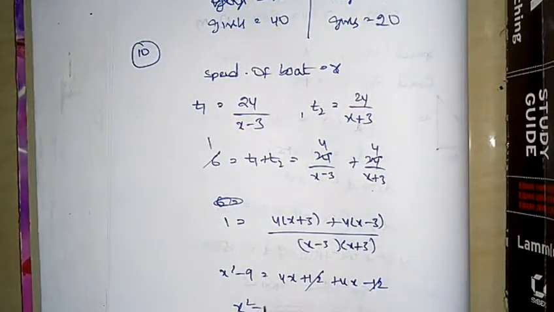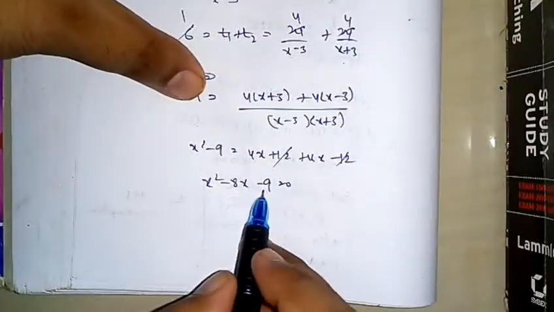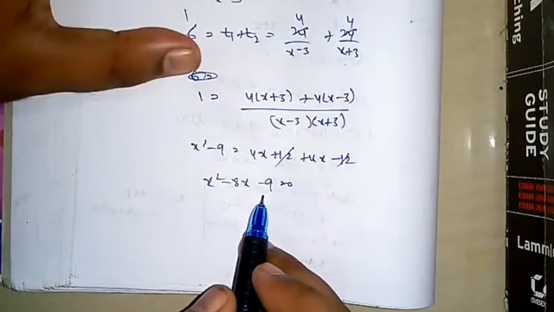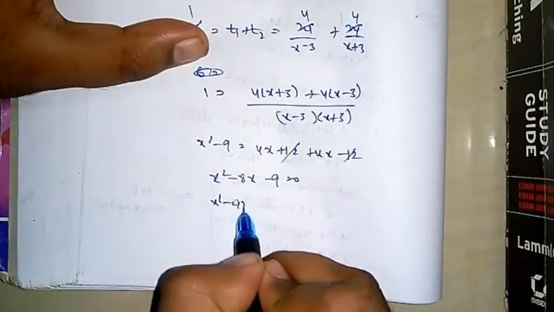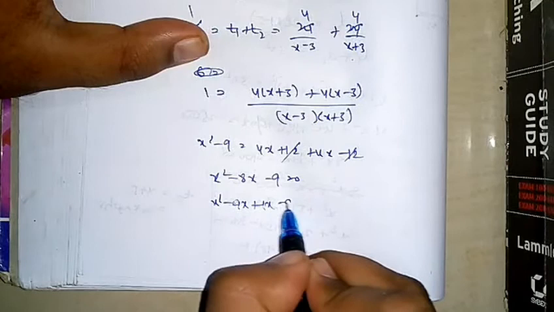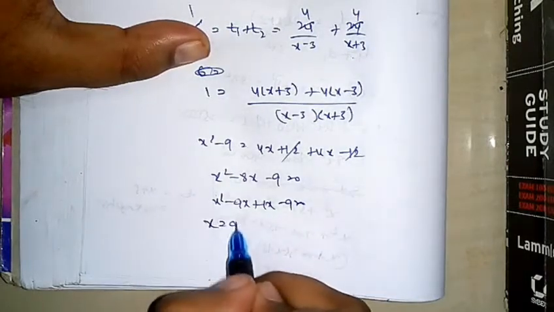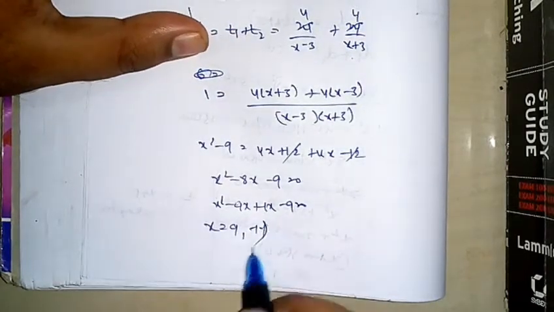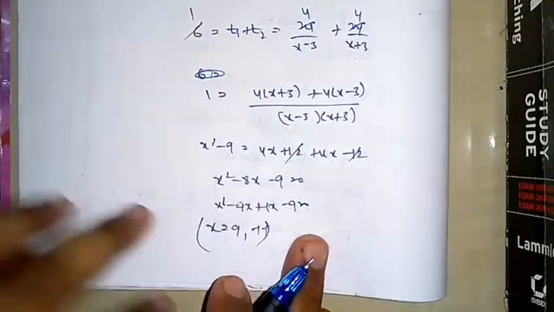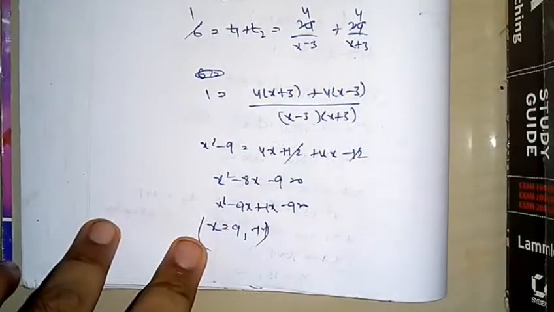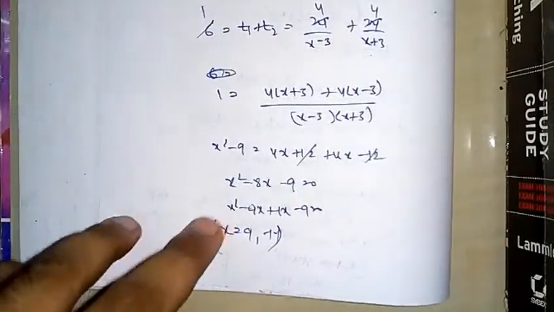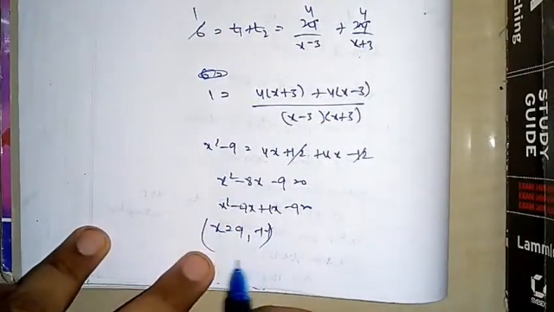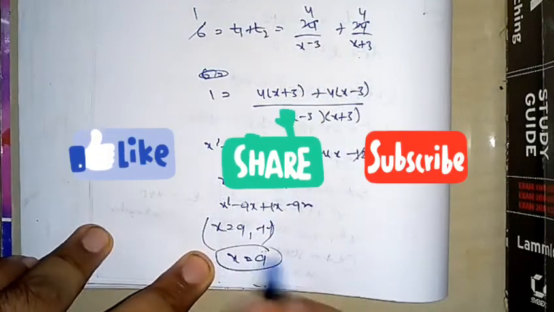So x² − 8x − 9 = 0. This is simple. 9 into 1 is −9, and −9 + 1 is −8. So x² − 9x + 1x − 9 = 0. So x equal to 9, −1 are solutions of this equation. Since the speed of the boat cannot be negative, x = −1 is ruled out. So x equals 9 is the required answer.